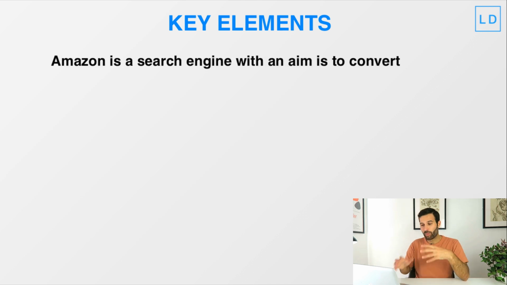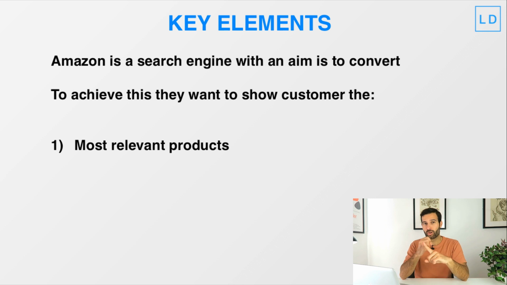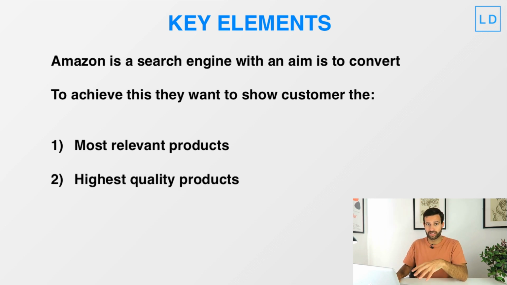Okay, so why are these four key elements so important? And really to understand that, what we need to understand is that Amazon is a search engine and Amazon's main goal is that they want to convert. Right? Amazon want to sell as much product as possible. So to be able to achieve this, what Amazon will do is they want to show customers, number one, products that are most relevant to them, most relevant to their search term, and products that are of the highest quality. The more relevant a product and the higher the quality of the product that Amazon puts in front of a customer, the more likely the customer is to then buy that product or convert, and hence the more money Amazon's going to make because obviously Amazon takes a commission of the sale of every product sold on its platform.